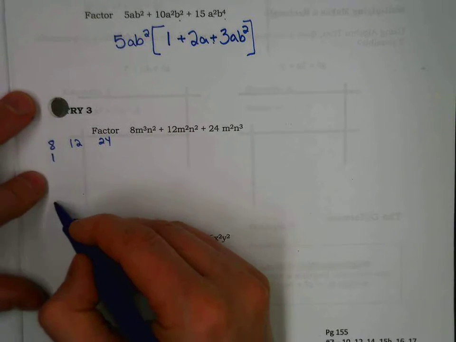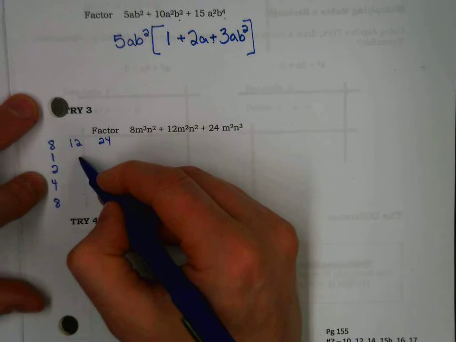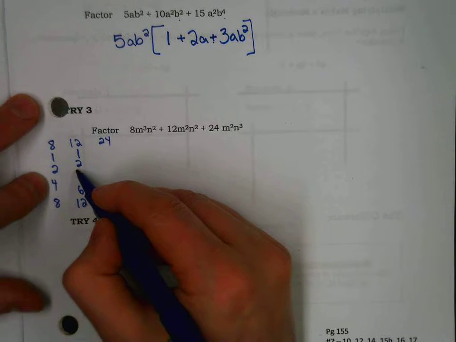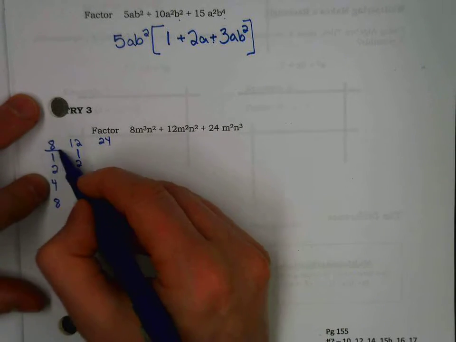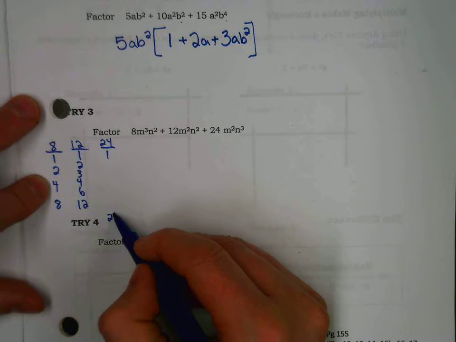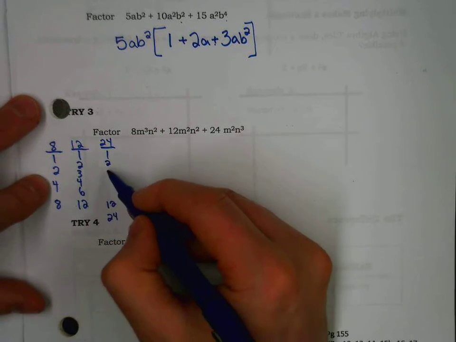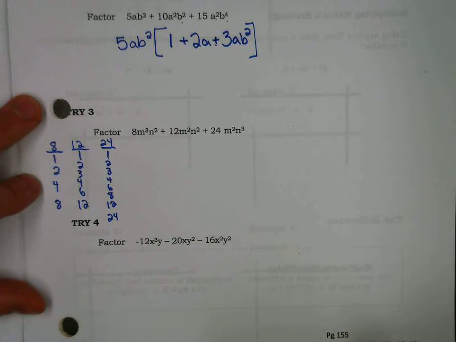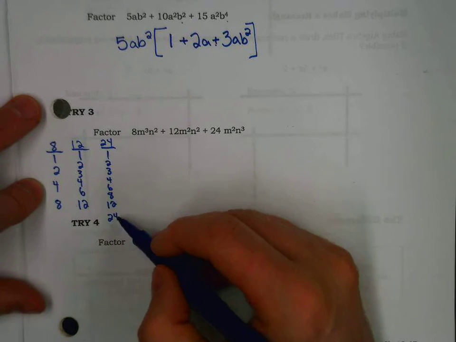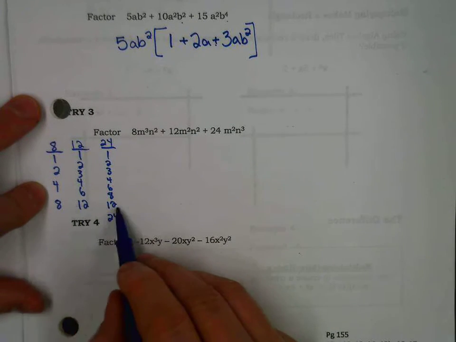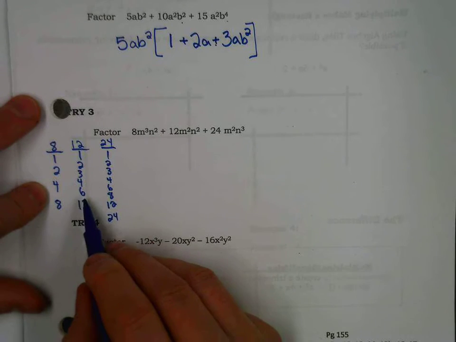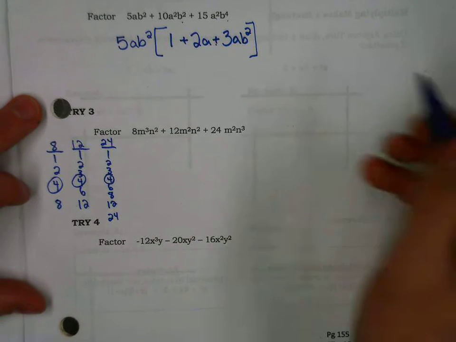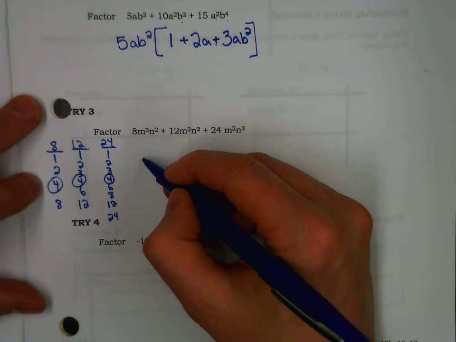For the 8, we've got a 1 times an 8 and a 2 times a 4. For the 12, we have a 1 times 12, a 2 times a 6, and a 3 times a 4. For our 24, we've got lots of choice. A 1 and a 24, a 2 and a 12, a 3 and an 8, and a 4 and a 6. So what is the greatest number in all of these lists? Well, not a 12, not an 8, close with a 6, but there's actually a 4 that's common in all of these. So we know that a 4 can be taken out.